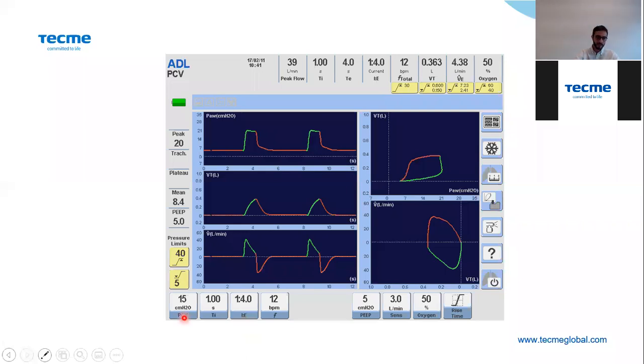Here you must understand that this pressure is like a functional pressure. What does it mean? It's pressure over the PEEP. So the peak pressure will be this value plus this value. Here we can see the peak pressure is 20 when you are setting 15 pressure here and a PEEP of 5 centimeters of water.